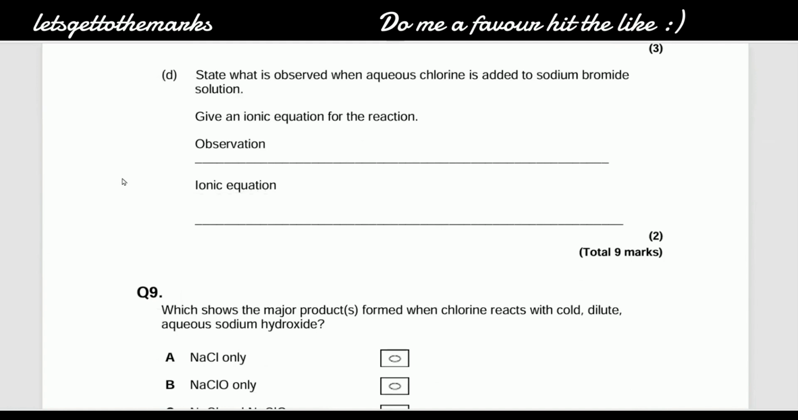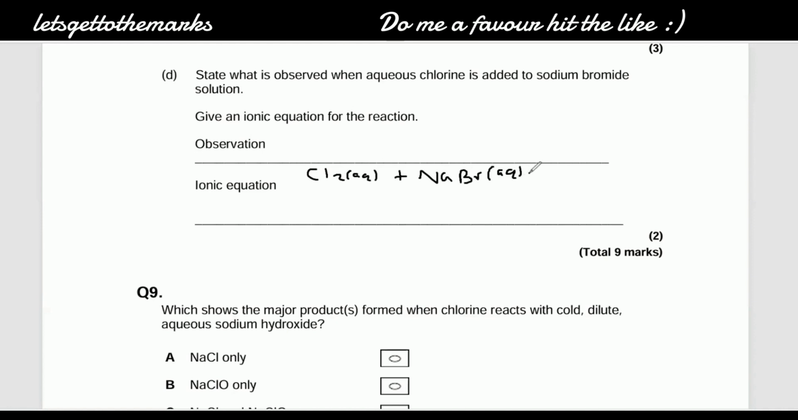This is the last question. State what is observed when aqueous chlorine is added to sodium bromide solution. I'll give an equation first. So you've got aqueous chlorine, and it's being added to sodium bromide solution.